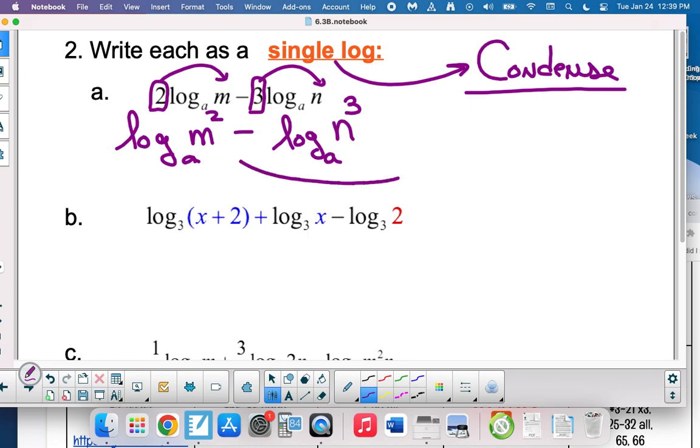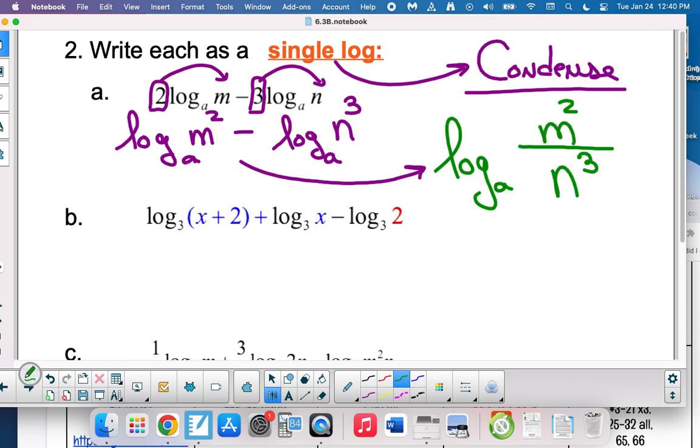So let's slide over here. Log base A. It's now division because you went to one log. First number in the log base A is the m squared over n cubed: the numerator is the first number, the second number is the denominator. So m squared over n cubed. Now just try to listen to this.